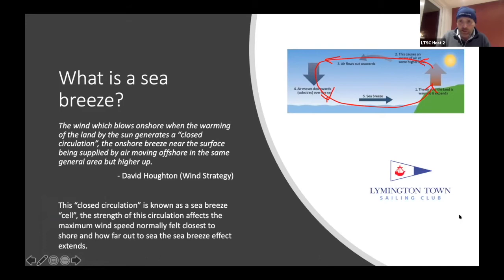It's also known, and I'll refer to this from now on, the closed circulation is known as a sea breeze cell. Okay? And the strength of that circulation affects the maximum wind speed that we'll get. And the wind speed is always maximum nearest the coast, sea breeze. And it also affects how far out to sea that sea breeze will extend, and in fact, how far inland. Okay, any questions about that sort of fundamental?